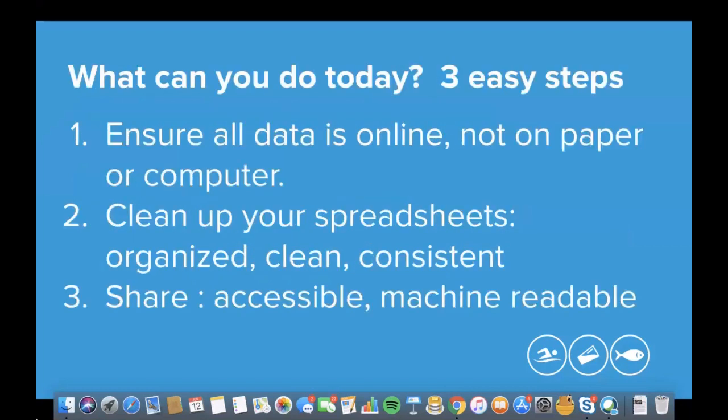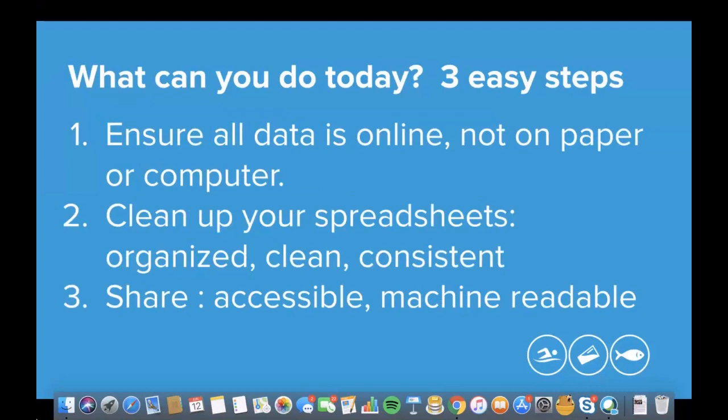So what can you do today? If you don't already have open data, there are some really easy things you can do. You don't have to be a developer, you don't have to know code. The first thing you should do is always ensure your data is online, not kept just on your computer with some backup, or on paper, definitely not on paper. Always make sure it's someplace at least cloud-based, at least on a Google Drive.